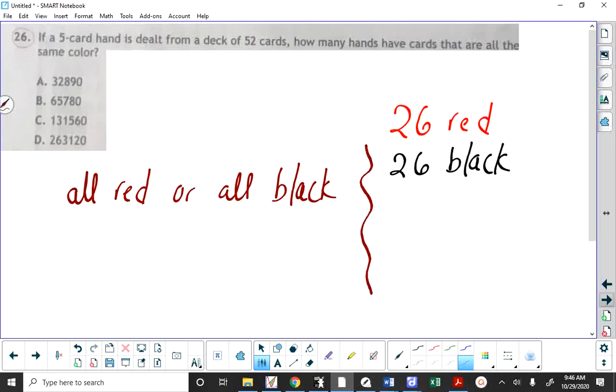And here's the place where you can easily overthink it. If you want to find out how many different 5-card hands are all red, all you have to do is say there are 26 red cards and I need to choose 5. So 26 choose 5 is going to be the number of different 5-card hands that are all red, plus, because it's or, to get a 5-card hand that's all black cards, you're going to take the 26 black cards and select 5 of them. I don't know what these numbers work out to, but when you calculate 26 choose 5 plus 26 choose 5, you should get the answer.